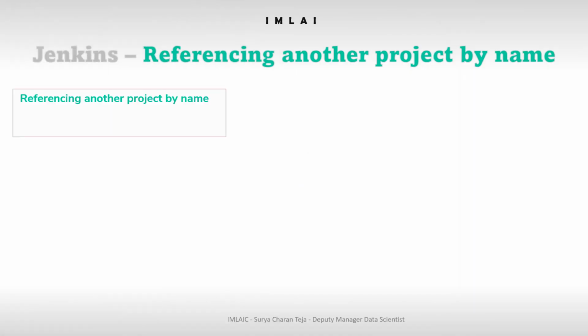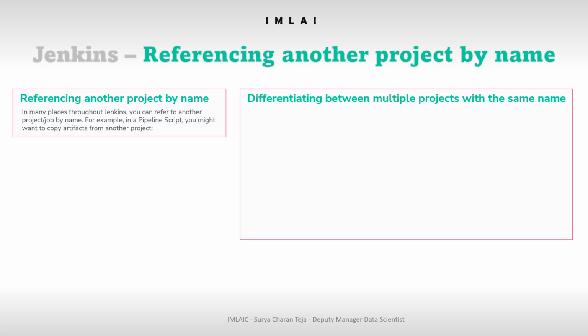So, referencing another project by name. In many places throughout Jenkins, you can refer to another project or another job by name. For example, in a pipeline script, you might want to copy artifacts from another project. That's the best example we can take. In that case, you have to refer to the other project's name, whose output is an output artifact, in your new pipeline script.